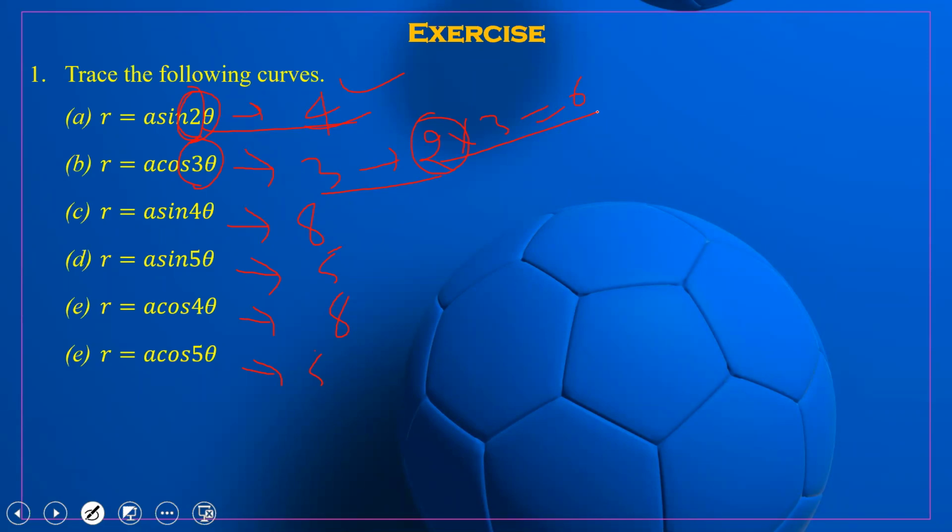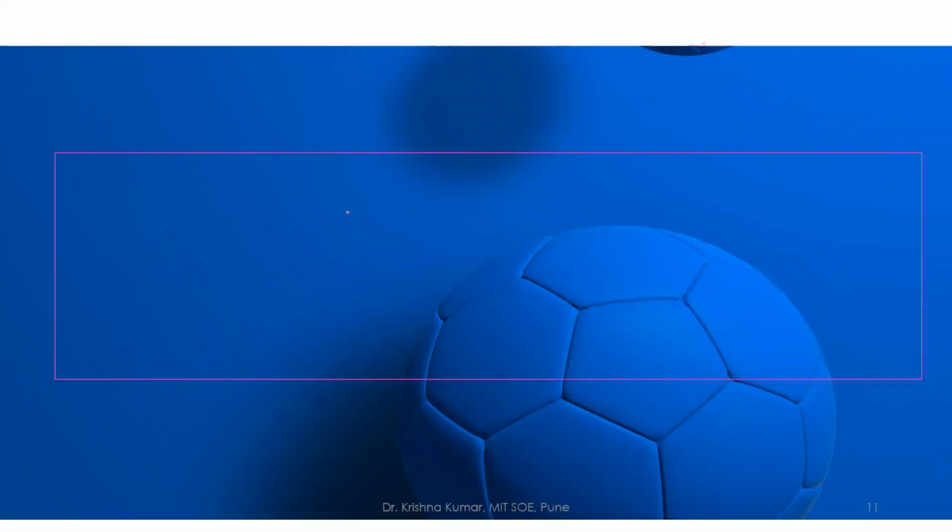Now here n is equal to 4. So how many loops do we obtain? 8 loops we obtain. And how many tangents do we obtain? Again 8 tangents. So in between 2 tangents, there is 1 loop, so we are getting 8 loops. Okay, in this manner you are able to trace the curve.